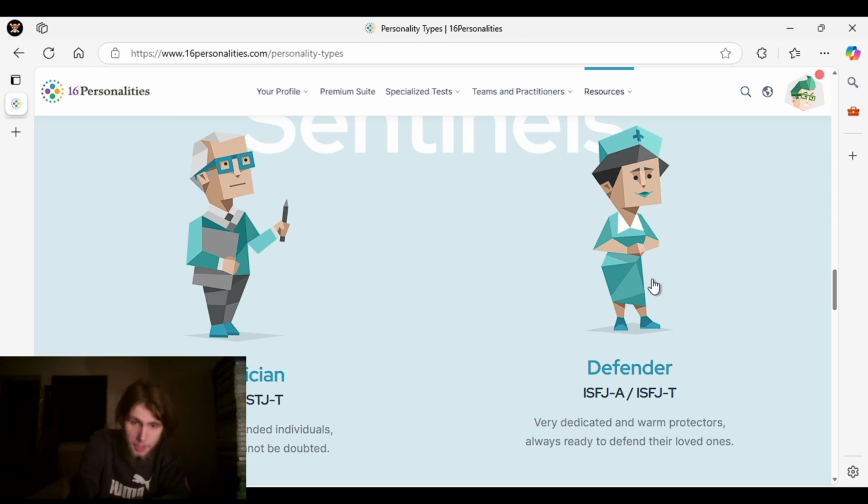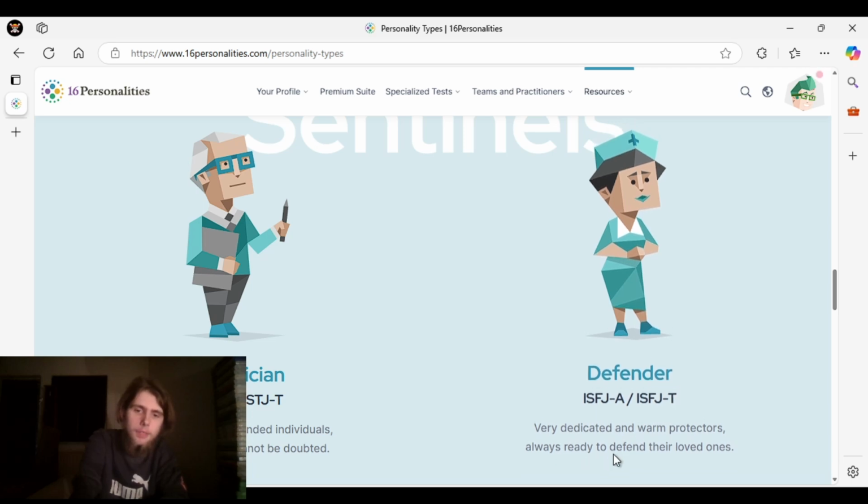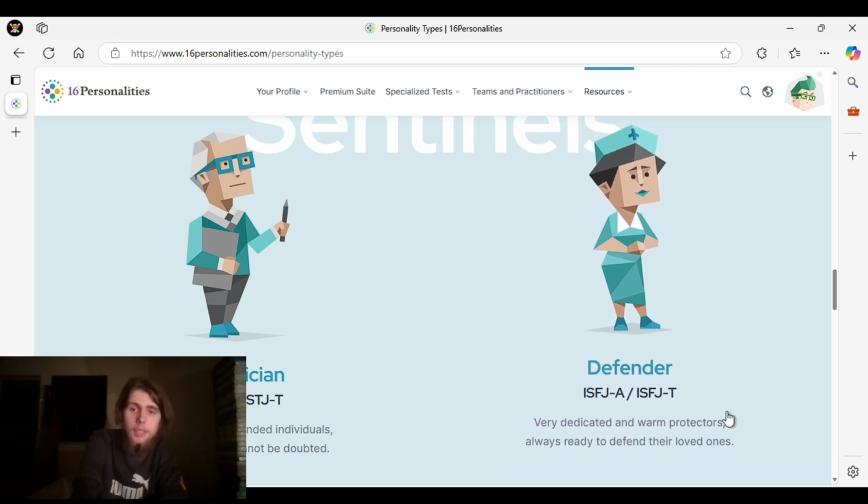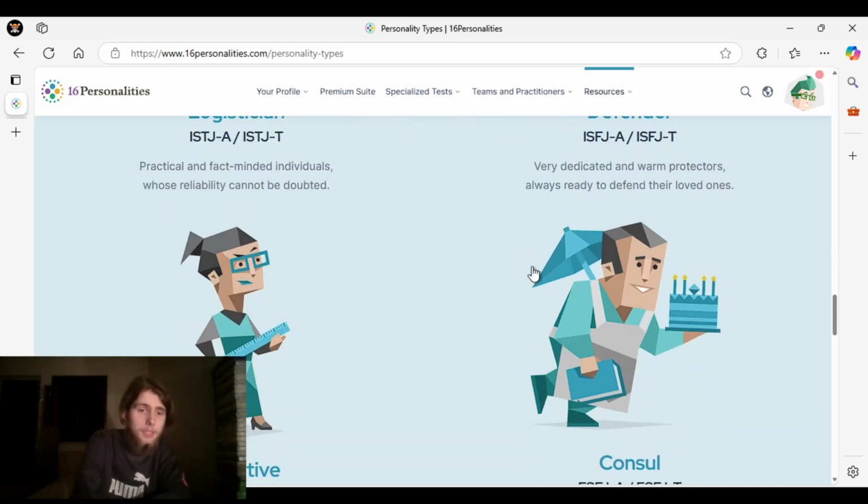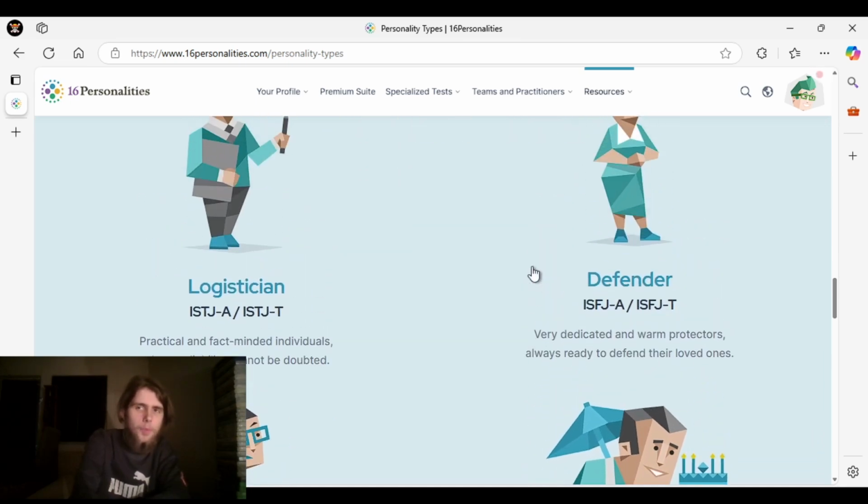We have the defender, the ISFJ, very dedicated and warm protectors, always ready to defend their loved ones. So basically, these are the types that will protect someone and make sure that the people they love stay safe, more or less. They're always worried and stuff like that. But they also tend to organize things in a more homely manner.